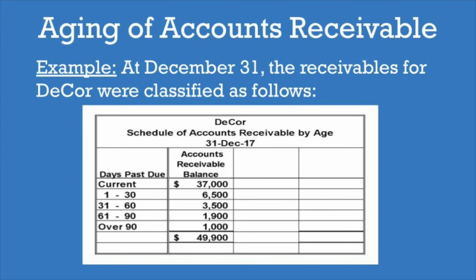6,500 of it is between 1 and 30 days old. 3,500 of it is between 31 and 60 days old. And 1,900 of it is between 61 and 90 days old. And over 90, there's $1,000 owing that is over 90 days old. So we see the various ages of the accounts. Now the theory says that as the account gets older, in other words, it hasn't been paid yet, the probability of it not being paid is going to go up.